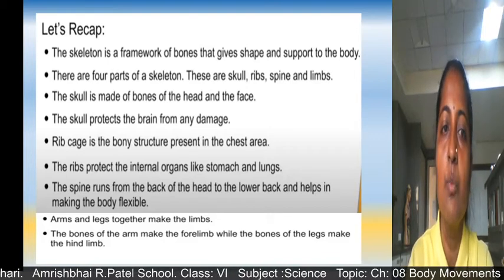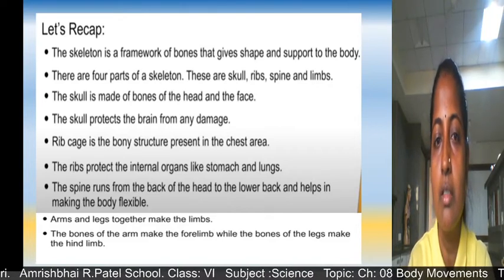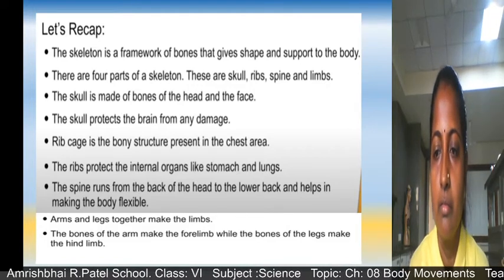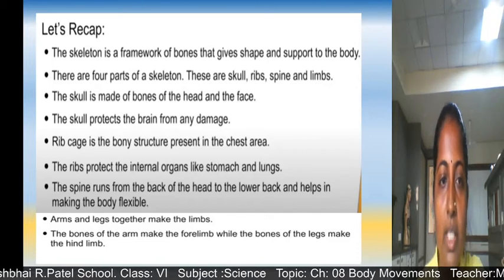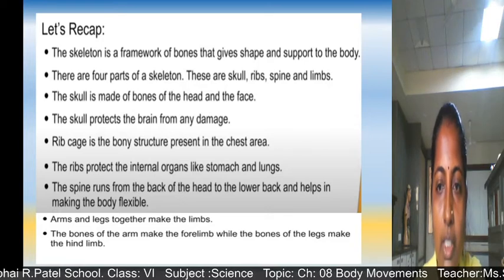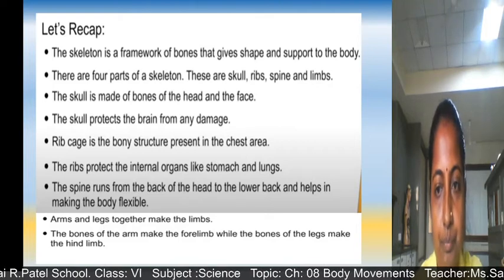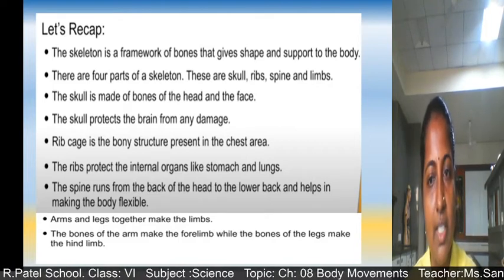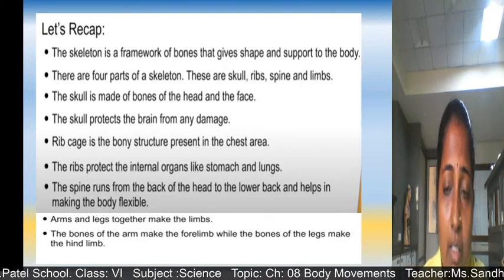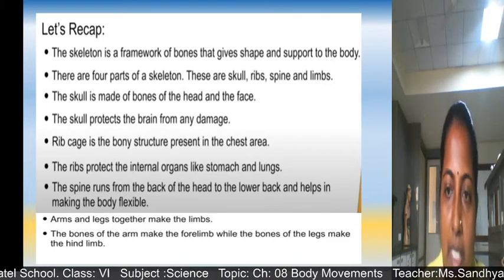The rib cage is the bony structure present in the chest area. The ribs protect the internal organs like the lungs and, in the chest cavity, the heart. It protects the heart and lungs. The skull is protecting the brain, and the ribs are protecting the heart.